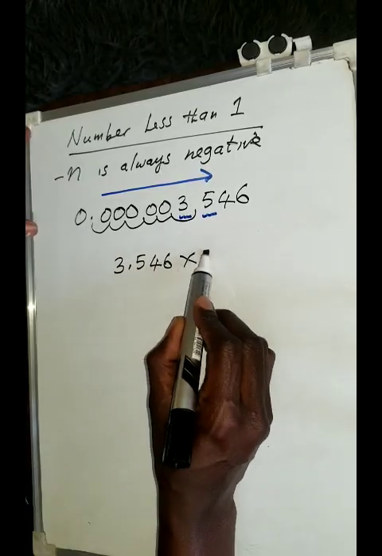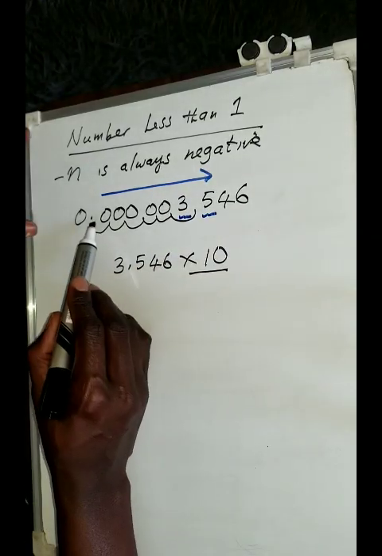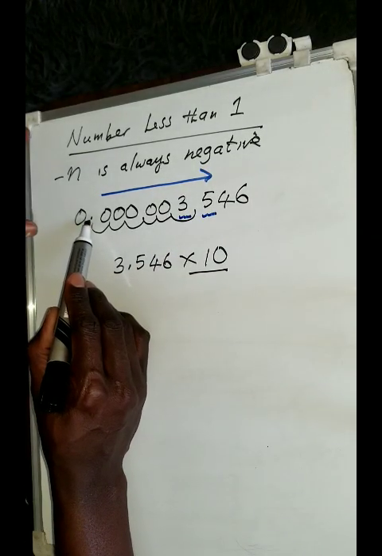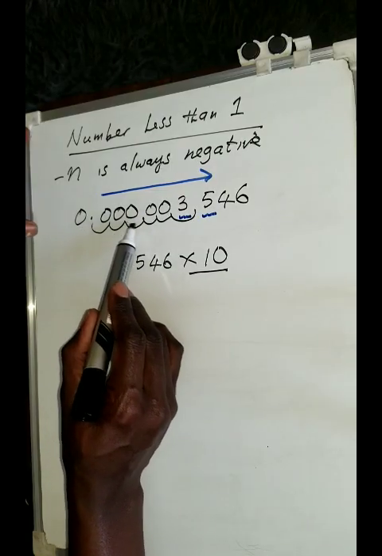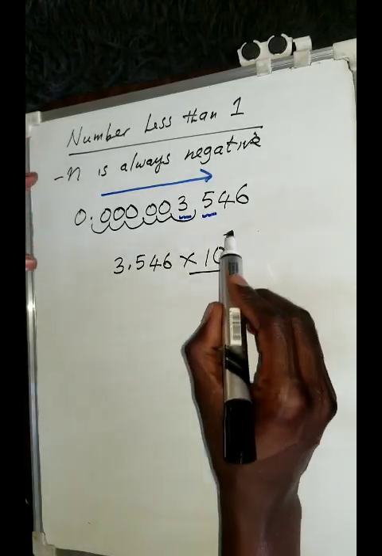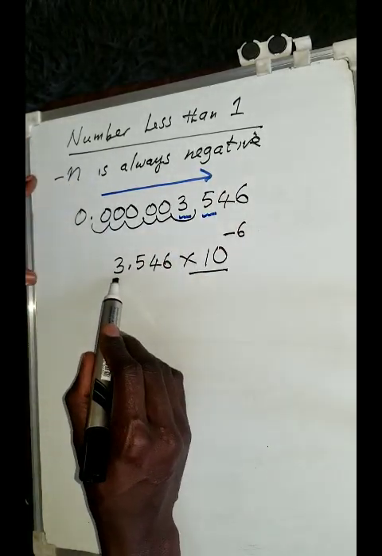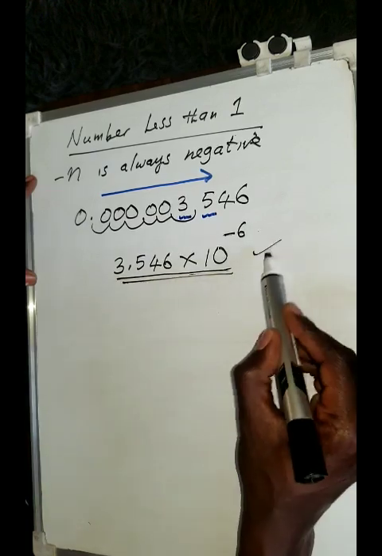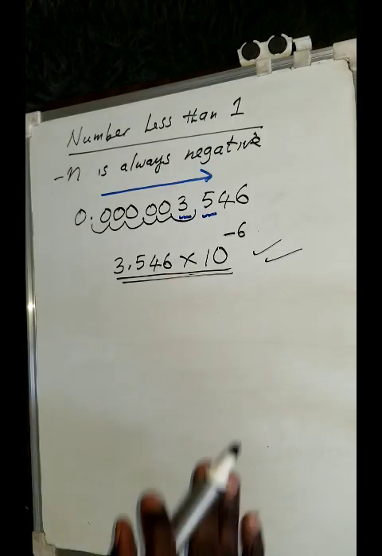So the point will come there, and it will be 3.546 times 10 to the power what? Remember, we always multiply by multiples of 10. How many times have you moved the decimal point? 1, 2, 3, 4, 5, 6. So it will be raised to the power -6. Remember, I said n is always negative, so that would be -6. That is the solution that you have there.